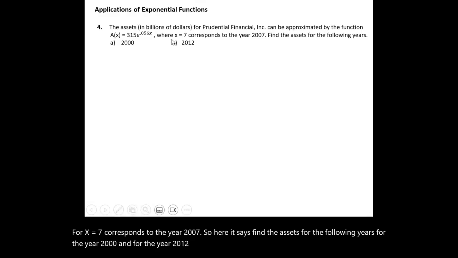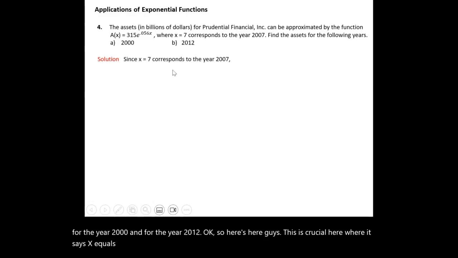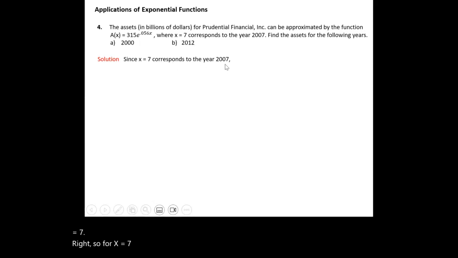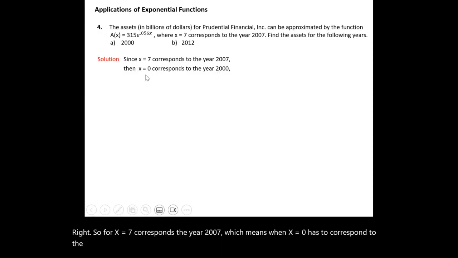Here, guys, this is crucial where it says x equals 7. Where x equals 7 corresponds to the year 2007, which means x equals 0 has to correspond to the year 2000, and x equals 12 corresponds to the year 2012.